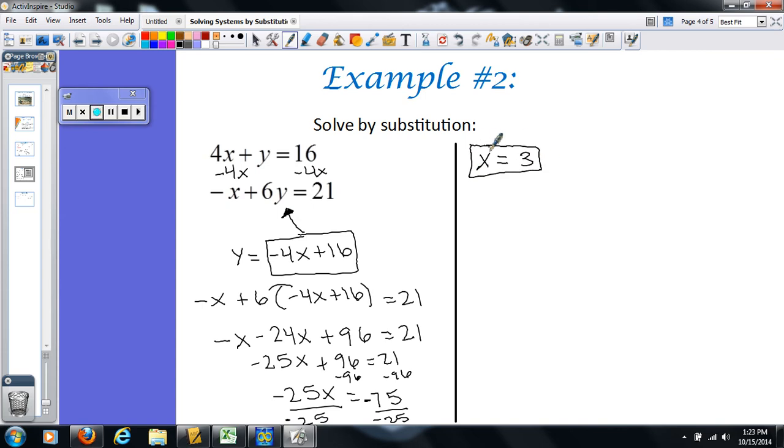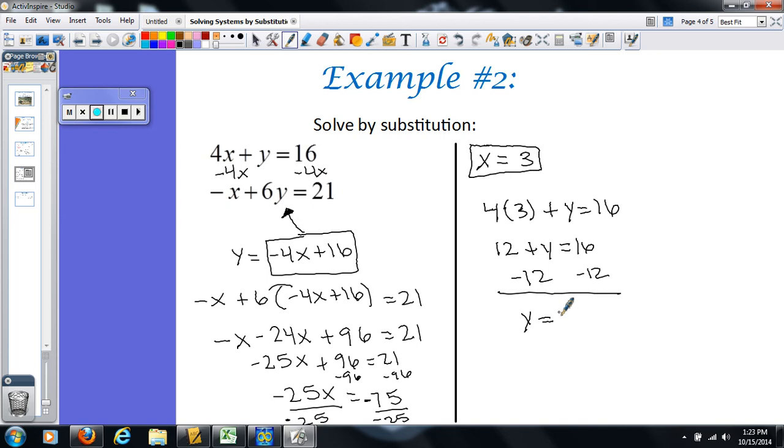So now that I have x equals 3, I'm going to plug it back into the first equation again. So I've got 4 times 3 plus y equals 16. And now I'm going to solve for y. So that's going to be 12 plus y equals 16. I'm going to subtract 12 from both sides. And I get that y equals 4.